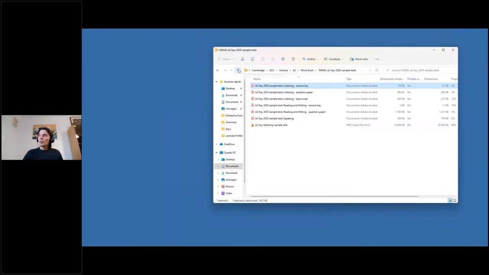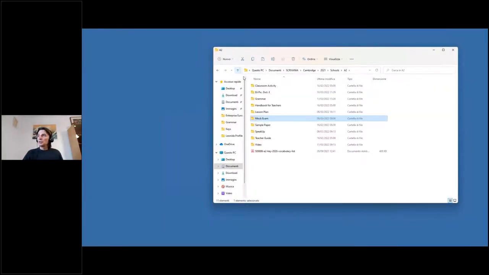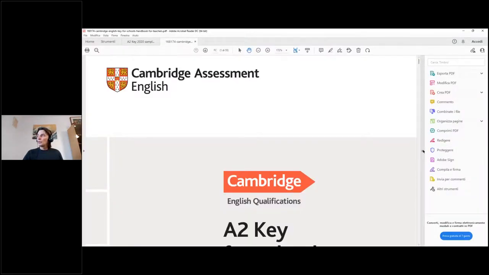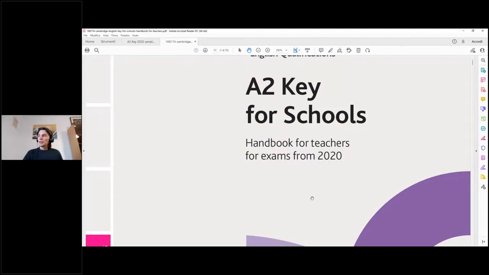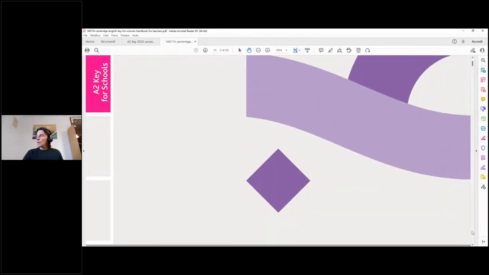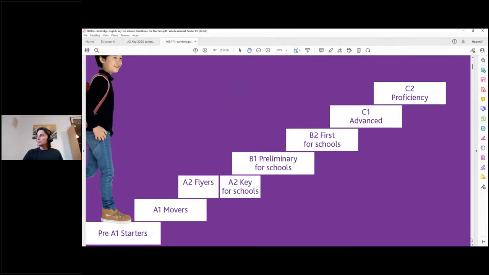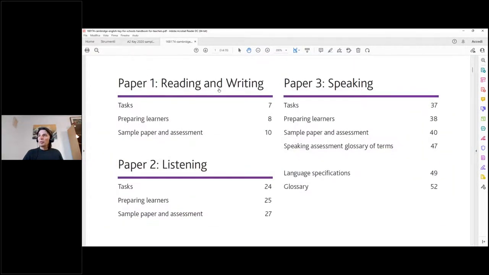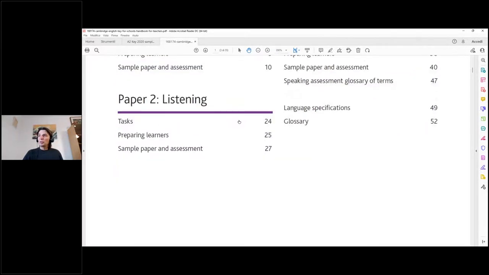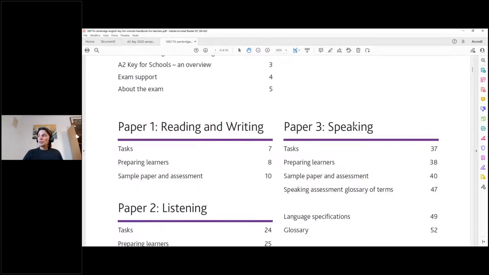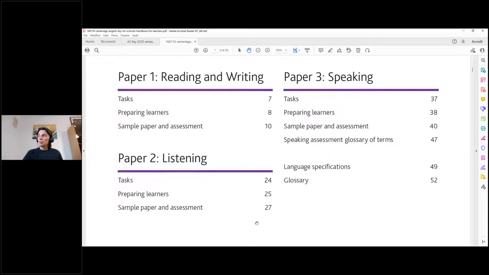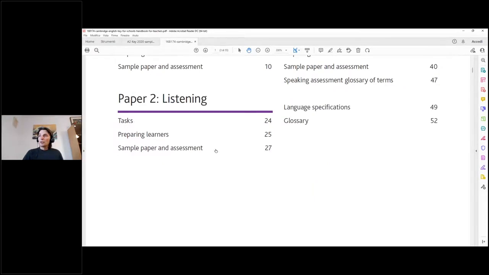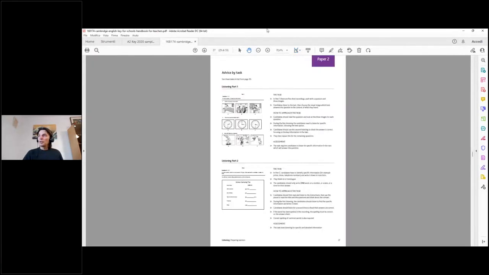Remember, last lesson we looked at the handbook for teachers. We looked at this file here, handbook for teachers, and we looked at points, right? Reading and writing part, we looked at it. Today we did the listening part, and today we are going to do the speaking part as well. Okay, so just get ready for this part that we'll do after we are done here. So sample paper and assessment, page 27.